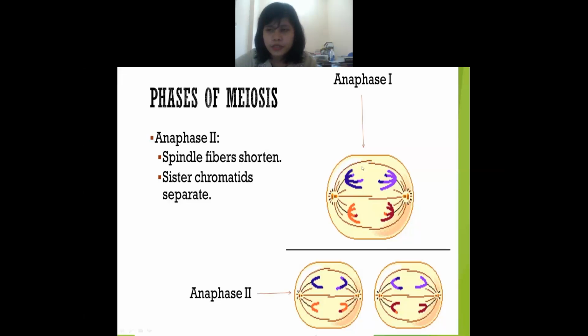Because they want to get separated, they are trying their level best to separate. They are trying to pull away from each other, this part and this part. This thing occurs in Anaphase. Is it clear, Anaphase 1? Is it clear, everyone? Yes, ma'am.